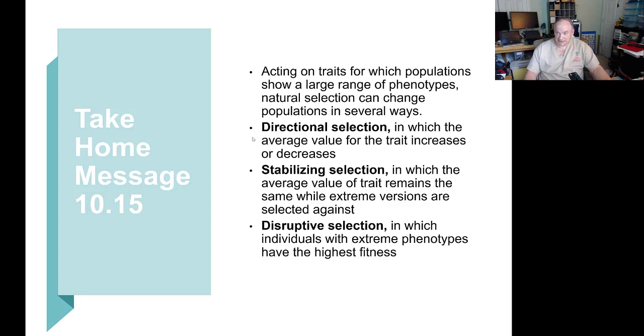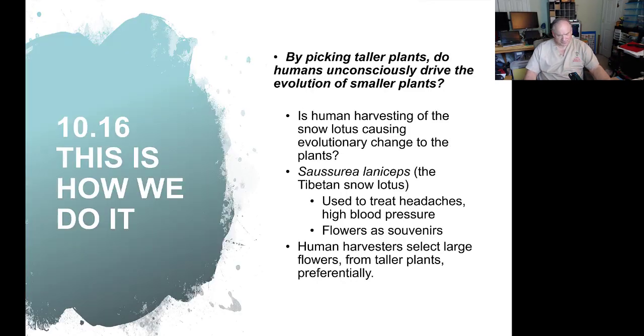So, acting on traits for which populations show a large range of phenotypes, we have directional selection, in which the average value for the trait increases or decreases. Stabilizing selection, in which the average value of the trait remains the same while extreme versions are selected against because they're just not productive. And disruptive selection, in which individuals with extreme phenotypes have the highest fitness, like the salmon. The breast of the chicken is the directional example, which is just selecting for a particular trait, which could be a human choice.